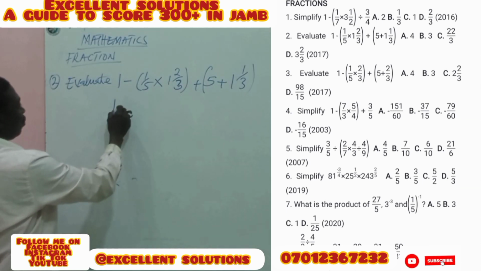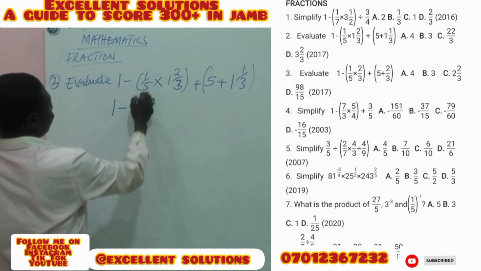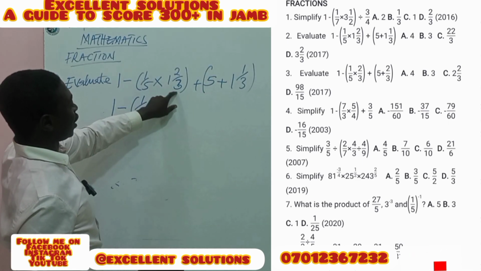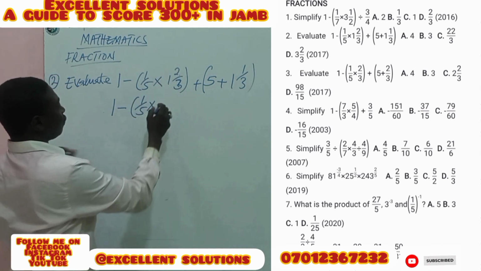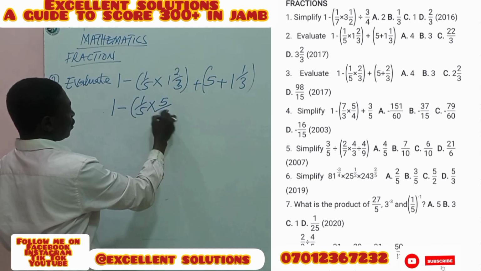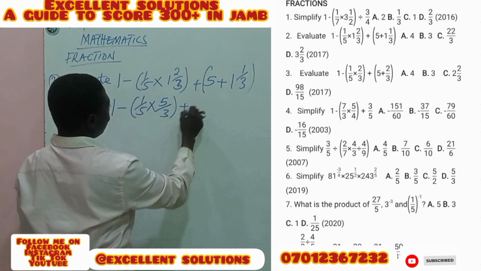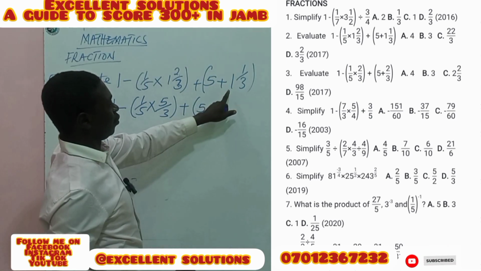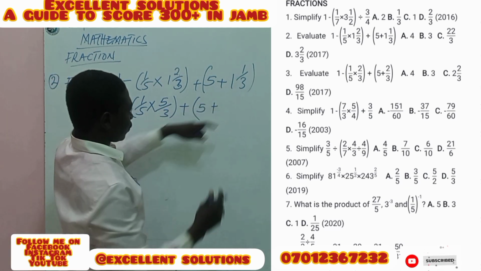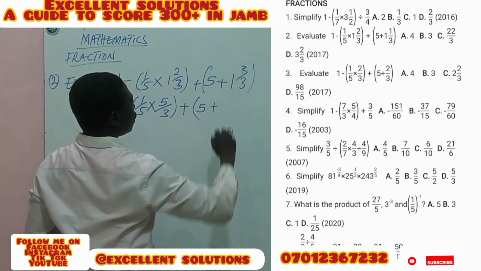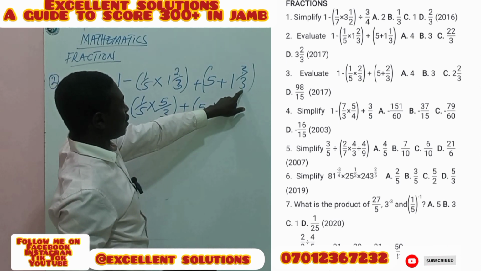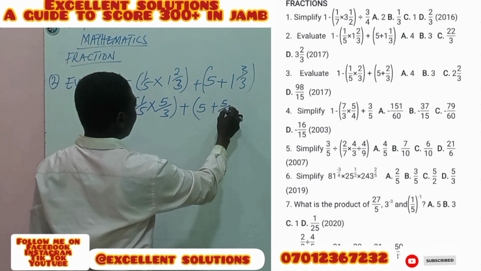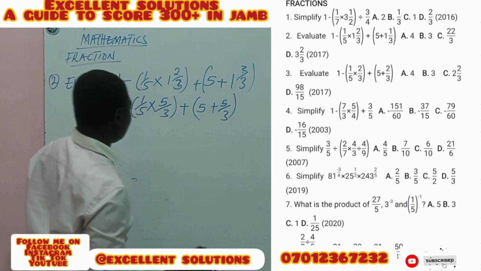So we now have 1 minus, here we have 1 over 5 times, this one we now have 1 times 3, we have 3, 3 plus 2, we have 5 over 3, then plus, bracket open, we now have 5 plus, we now come here, we have 1 times, okay, this should be 2, so we now have 1 times 3, we have 3, 3 plus 2, we now have 5 over 3, then we close the bracket.